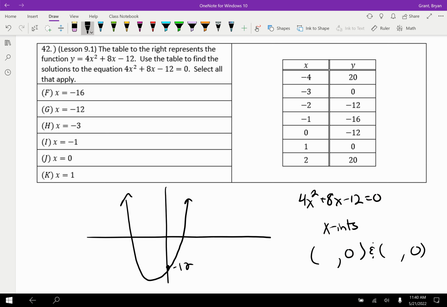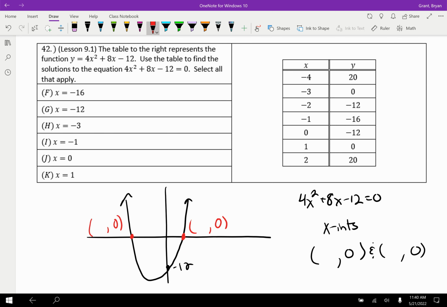So if you look at my graph, how many x-intercepts are there? Well, I see two of them. There are two places where my graph crosses the x-axis. And if we thought about those points, they will be something comma 0 and something negative comma 0. And I'm just going to put comma 0 for now.